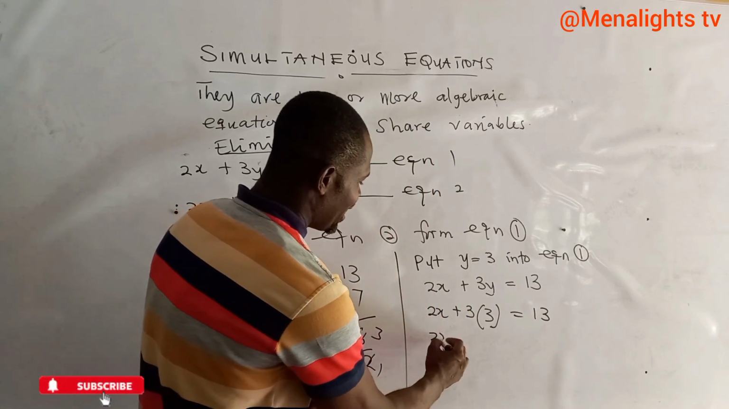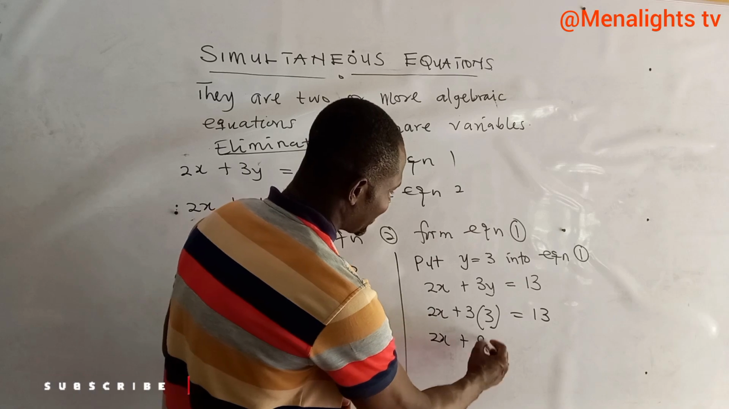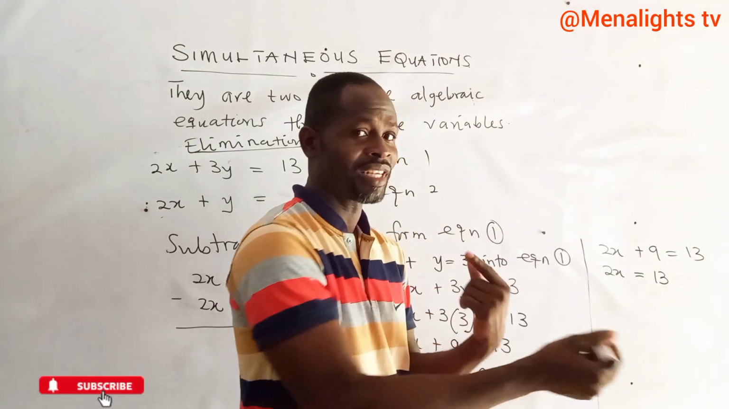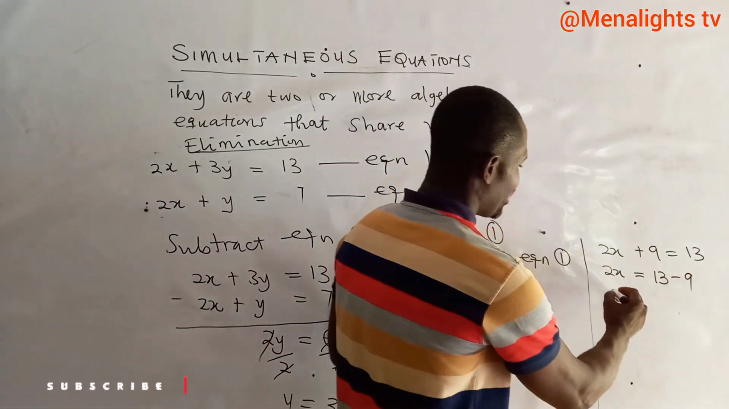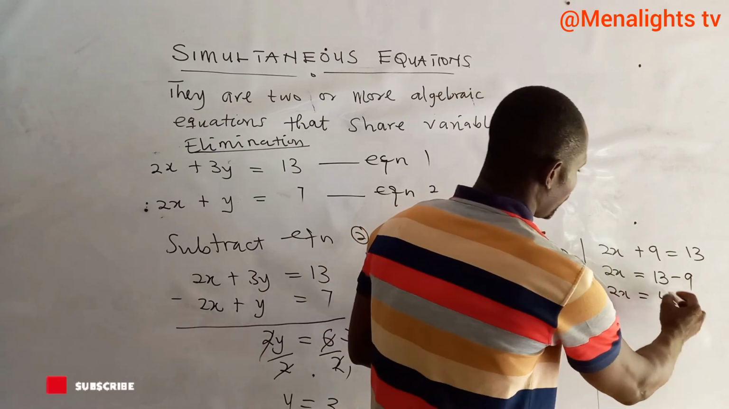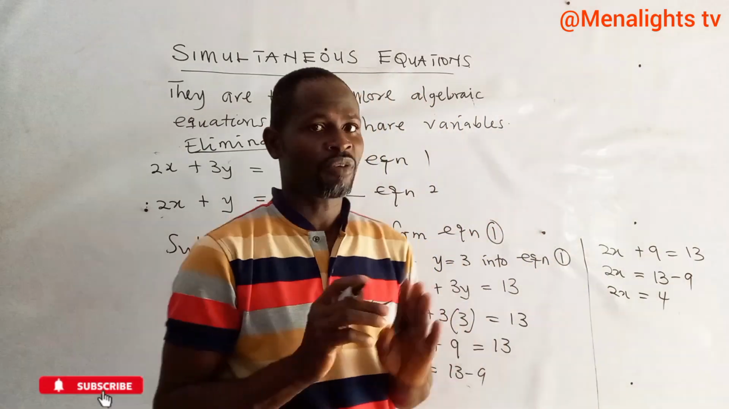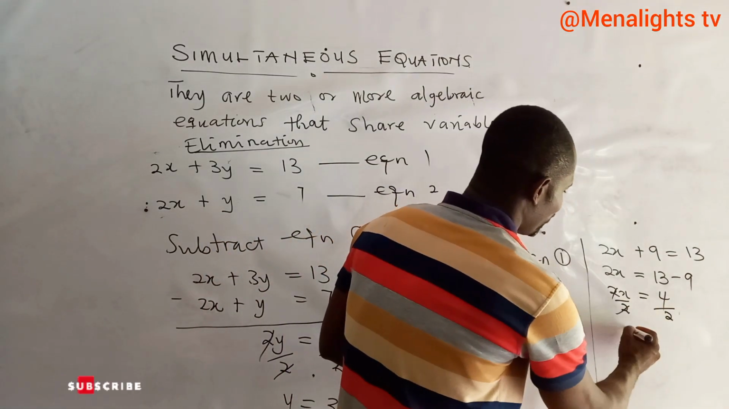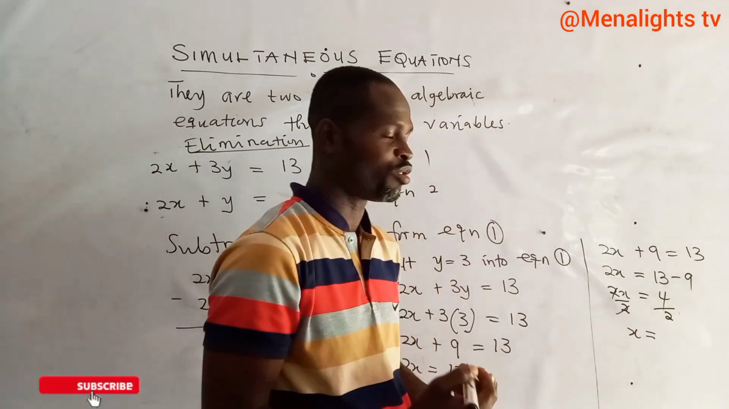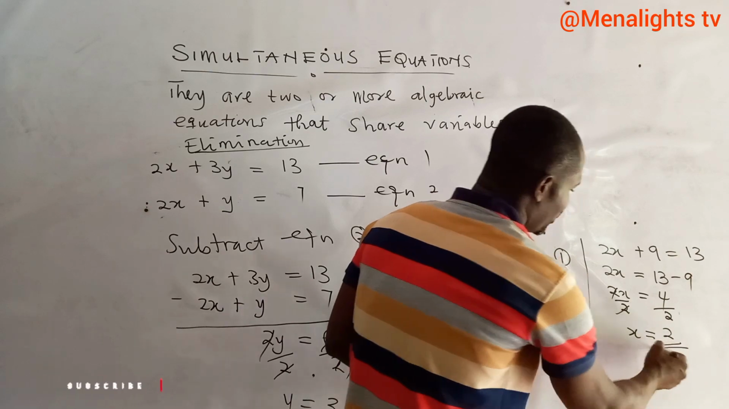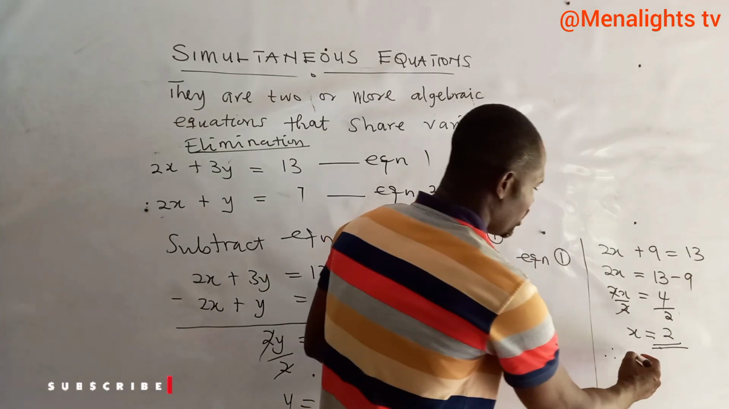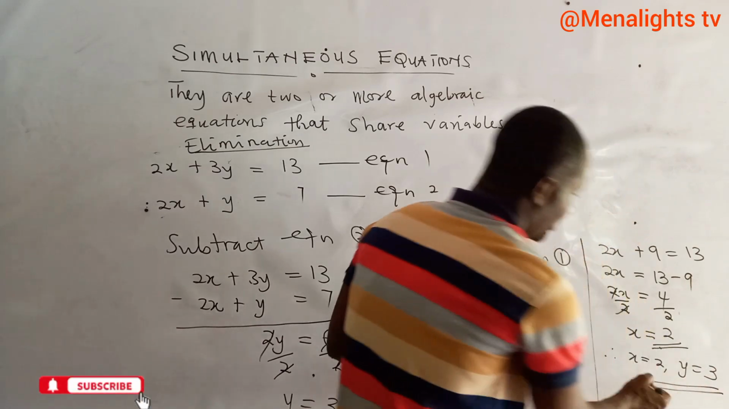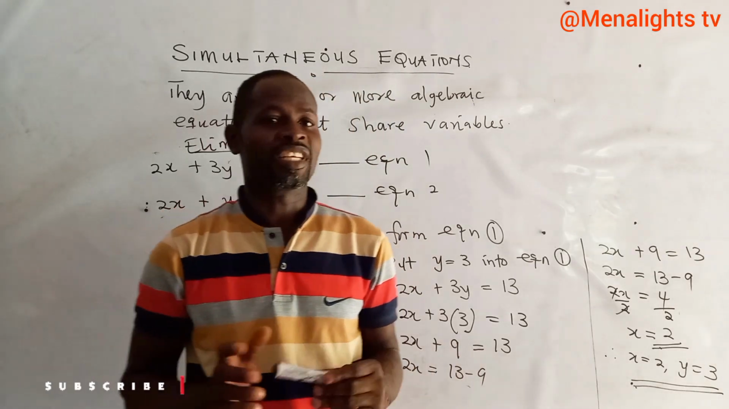So now we have 2x plus 3 times 3, which will give us 9, which is equal to 13. The 9 here is positive, so when you send it there, it becomes negative, so minus 9. So you have 2x, which is equal to 4. To find x, we have to divide by the coefficient of x, which is 2. So we divide both sides by 2, which means our x is equal to 4 divided by 2. We are going to get 2 there. So we can say that therefore x is equal to 2 and y is equal to 3. And the method that we used is what we call the elimination method.